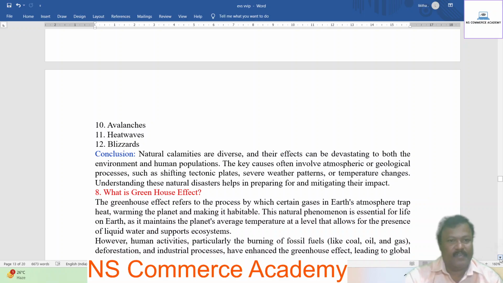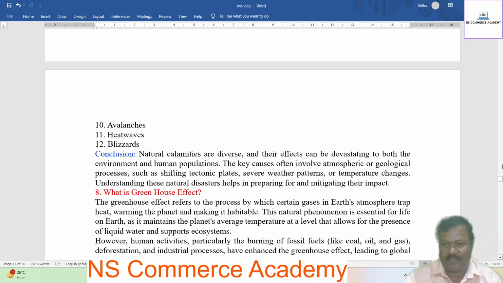avalanches, heat waves, blizzards. So natural calamities are diverse and their effects can be devastating to both the environment and human population. The key causes often involve atmospheric or geographical processes such as shifting tectonic plates, severe weather patterns, or temperature changes. Understanding these natural disasters helps in preparing for and mitigating their impact.